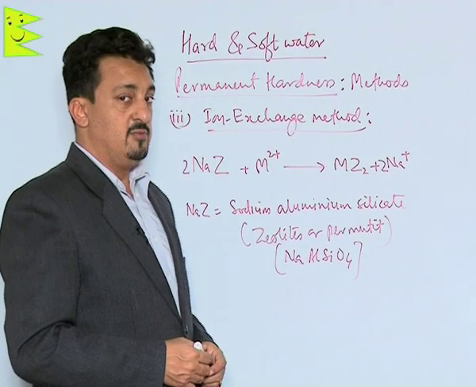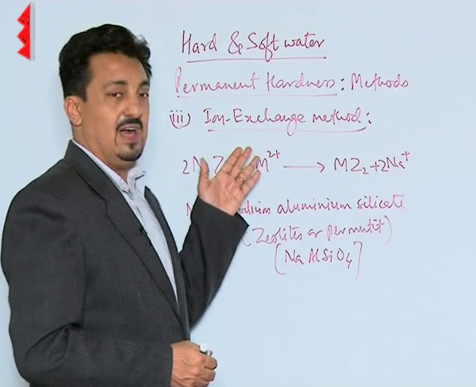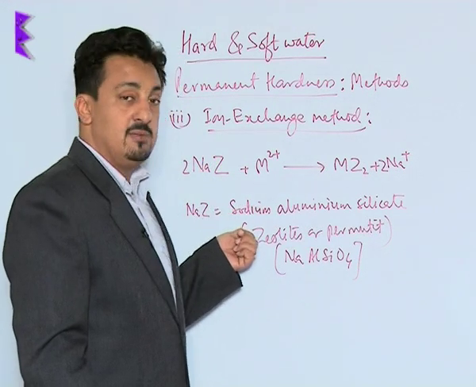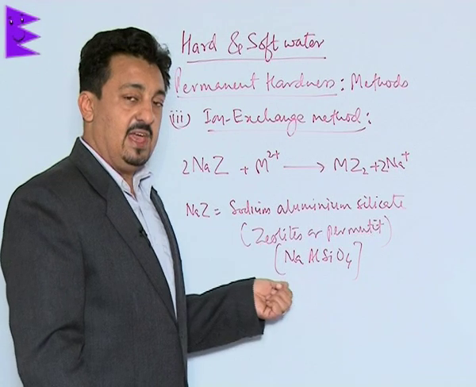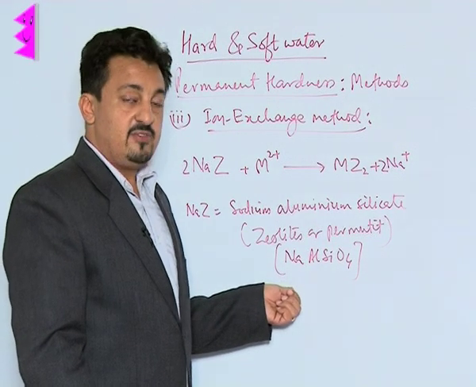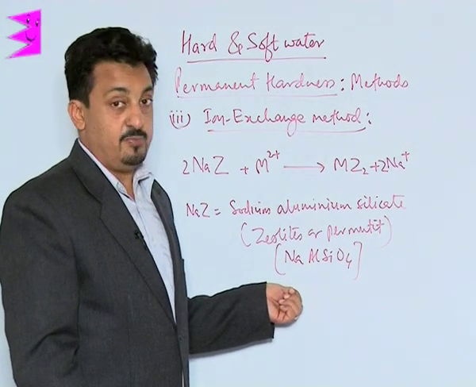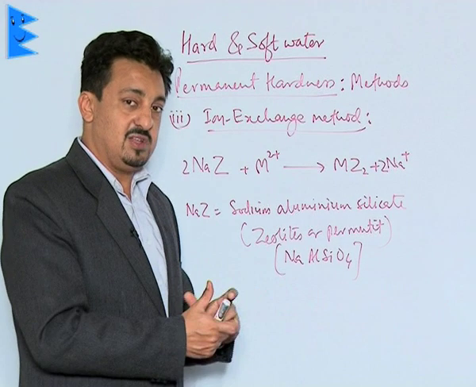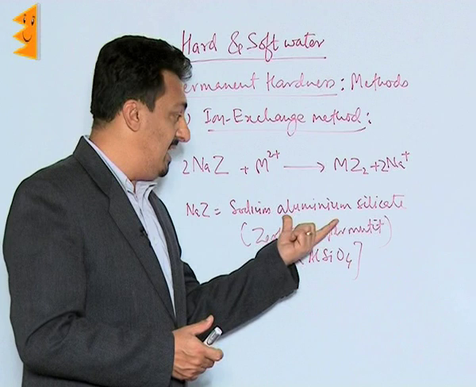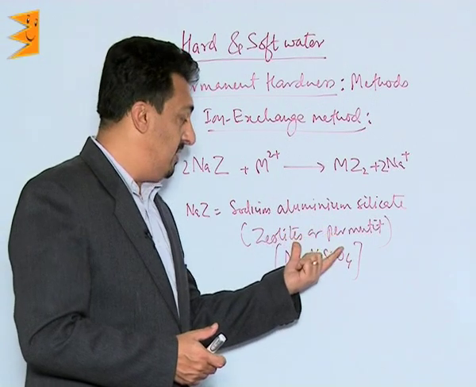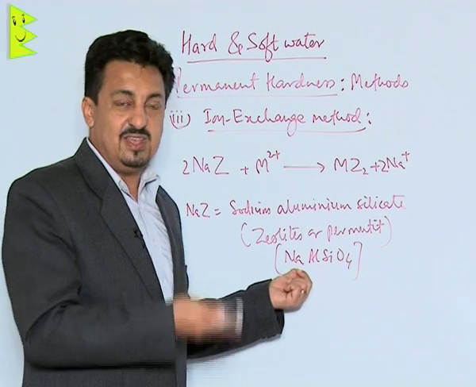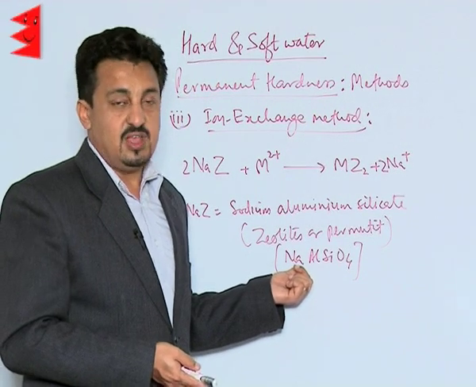The next method of removing the hardness of water is called the ion exchange method. In this we use sodium aluminium silicate, NaAlSiO4, which is also called zeolite or permutit. Now they show again the ion exchange method. In these aluminosilicates, the sodium ion which they have gets exchanged by the calcium or the magnesium ions of the hard water.